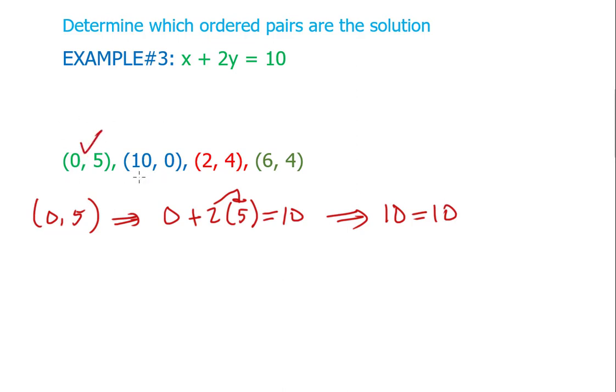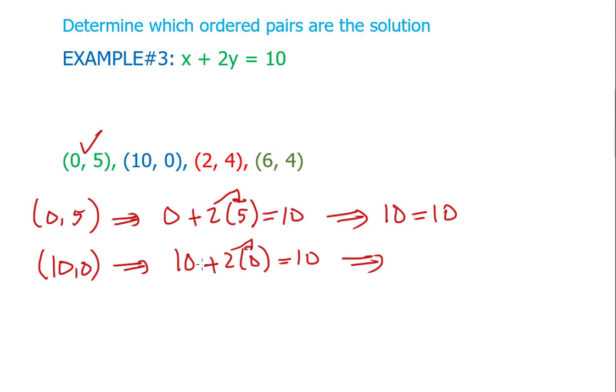Put a check mark. So let's do the second one, which is (10, 0). So when x is 10, y will be 0, which is 2 times 0, must be equal to 10. So 2 times 0 will be 0, plus 10 is 10. So 10 will be equal to 10. Then we'll write a check, which is true.